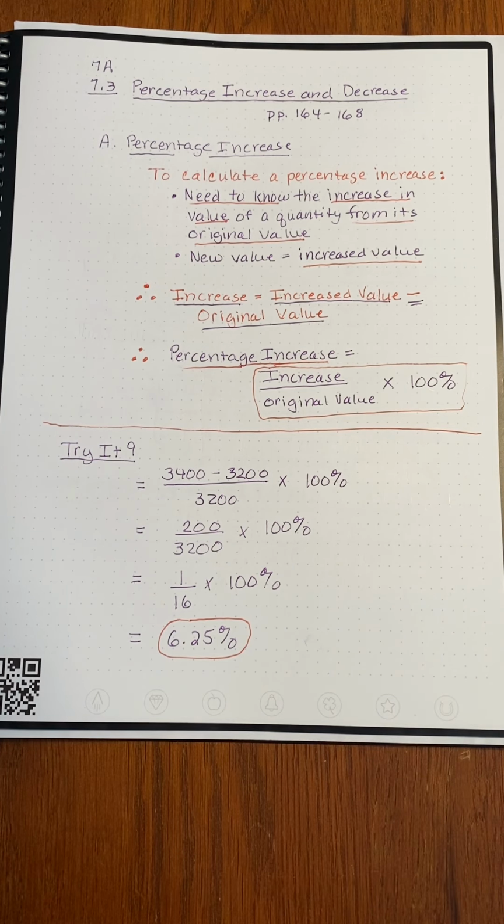So having all those thoughts in mind and those notes taken down, let's go to Try It 9 at the top of 165. Try It 9 reads, Mrs. Lee's monthly expenses increased from $3,200 to $3,400. Find the percentage increase in her expenses.